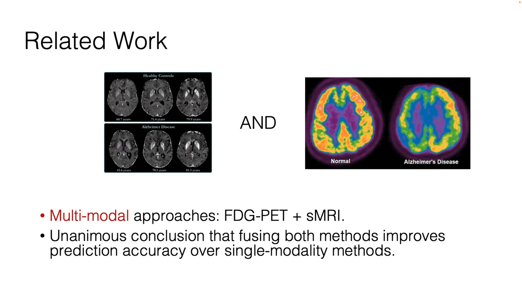The unanimous conclusion of these works is that fusing both methods improves prediction accuracy over single modal methods. However, this again is different from the clinical belief that PET scans are better representations of Alzheimer's disease pathologies than MRI. So this paper is testing the trade-off between combining MRIs and PET scans versus just using PET scans. There's a trade-off between accuracy, perhaps, and complexity and time. We're going to talk a little bit more about that soon.